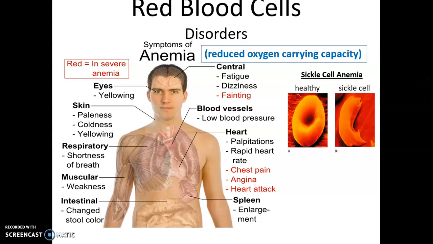And sickle cell anemia is caused by a genetic disorder that leads to a deformed red blood cell that constantly ruptures and therefore can't carry oxygen. And that's it for this part of the lecture for Chapter 12.